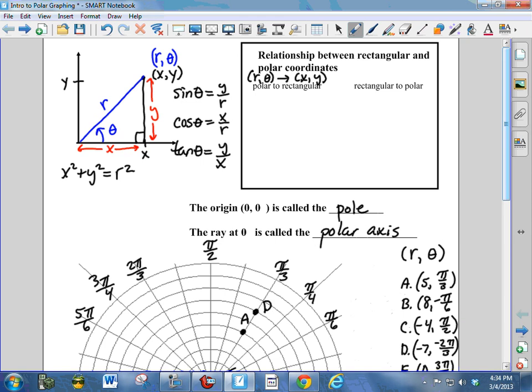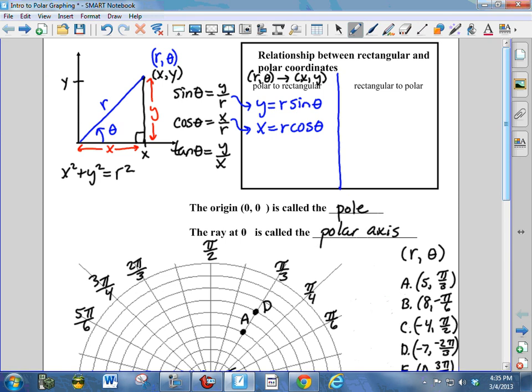Those would be the first two things that we wrote for SOHCAHTOA, sine and cosine, because sine relates theta and r to y, and cosine relates theta and r to x. So if I were to take the first equation here and solve it for y, I would have y is equal to r sine of theta. If I were to take the second equation here and solve it for x, I would have x equals r cosine theta. Those are the relationships that move us from polar to rectangular form.